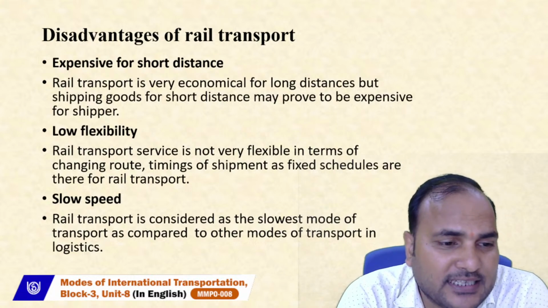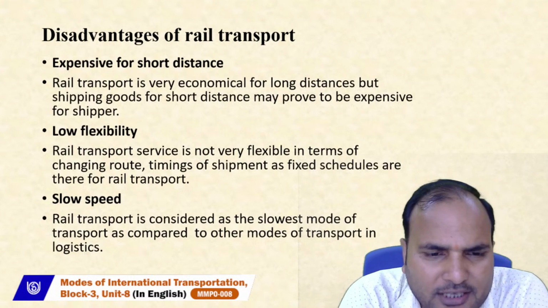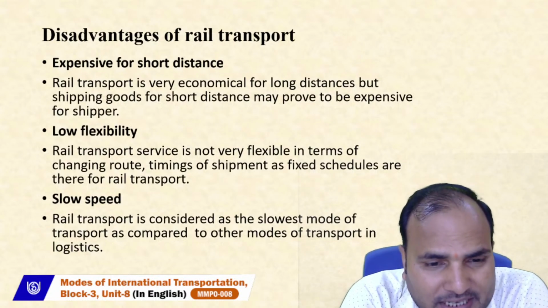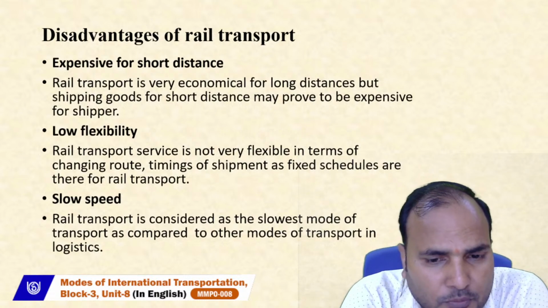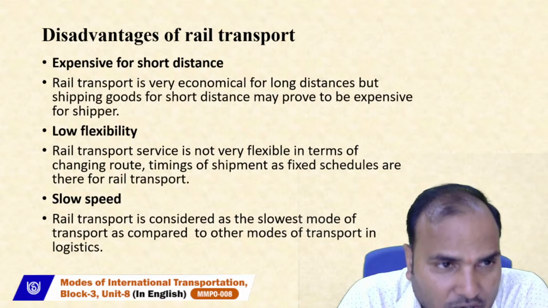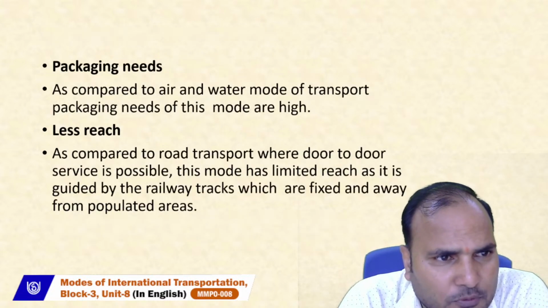Another disadvantage is slow speed. In comparison to air, rail transport is considered the slowest mode of transport as compared to other modes of transport in logistics. So these are the different disadvantages of rail transport.